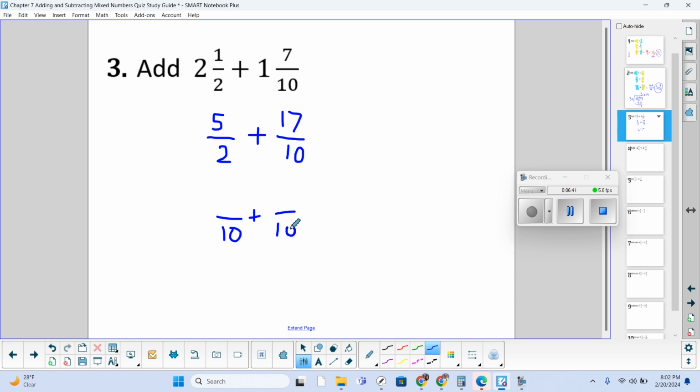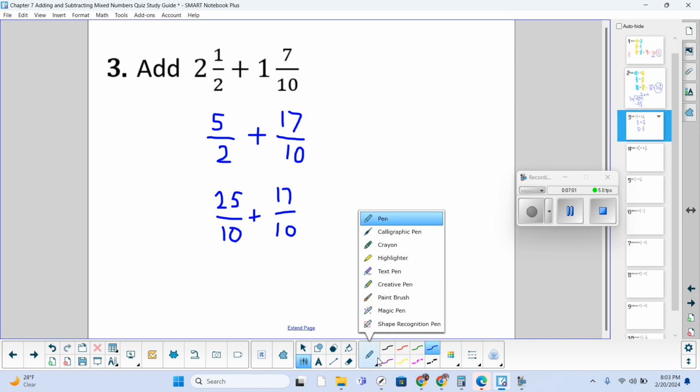So what am I multiplying 2 by to get to 10? Multiplying it by 5. So I'm going to take this numerator, multiply it by 5, and it gives me 25. What am I multiplying 10 by to get to 10? Well, just 1, it's itself. So 17 times 1 is just 17.